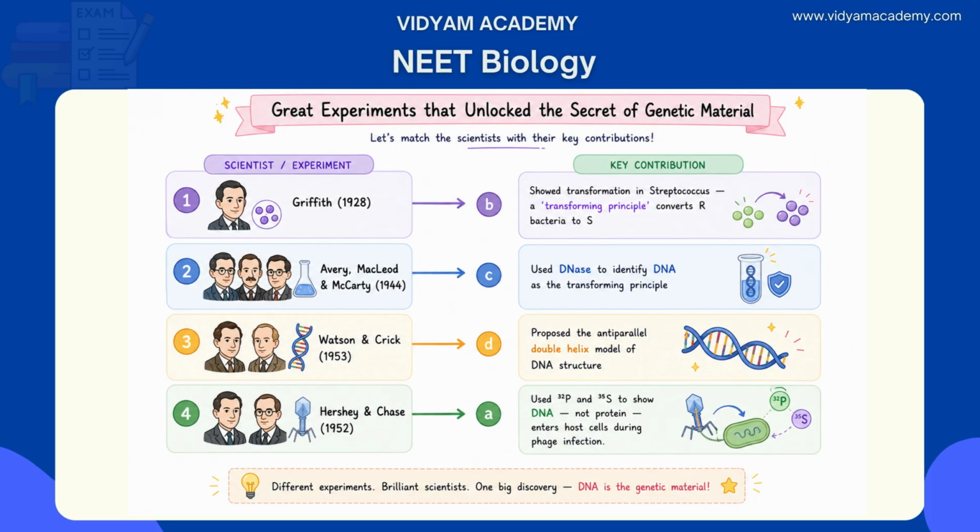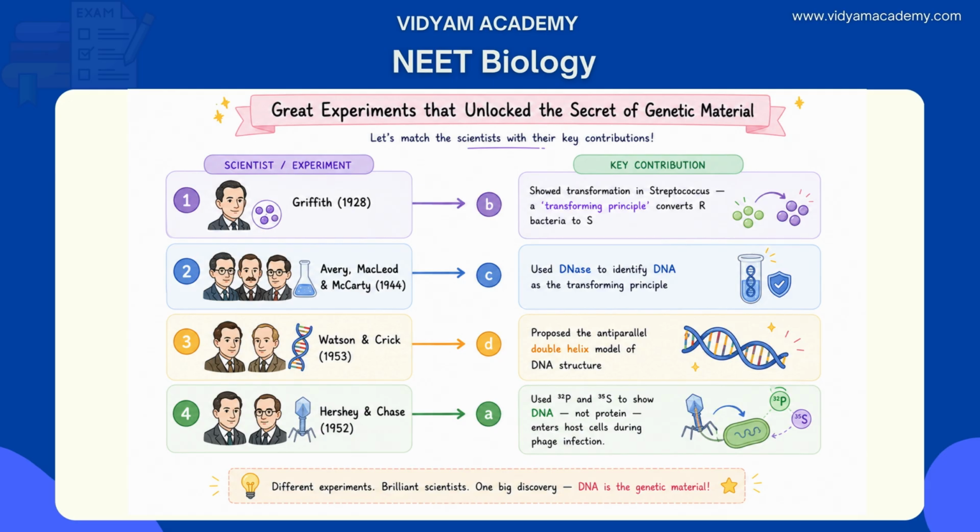So Griffith, 1, matches B because his 1928 experiment with Streptococcus pneumoniae showed that live R bacteria could be permanently transformed into S bacteria by something from heat-killed S bacteria, which he called the transforming principle. Avery, McLeod, McCarty, 2, matches C because their 1944 biochemical dissection used DNase to destroy the transforming activity, conclusively identifying DNA as the transforming principle.